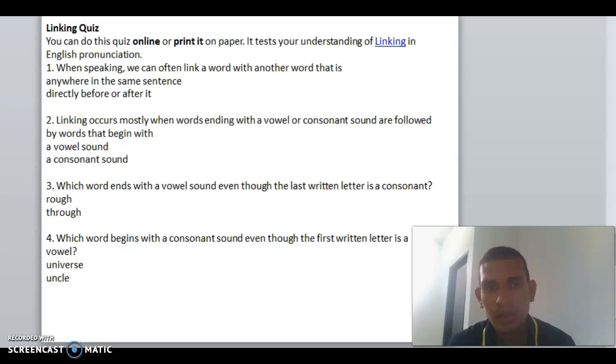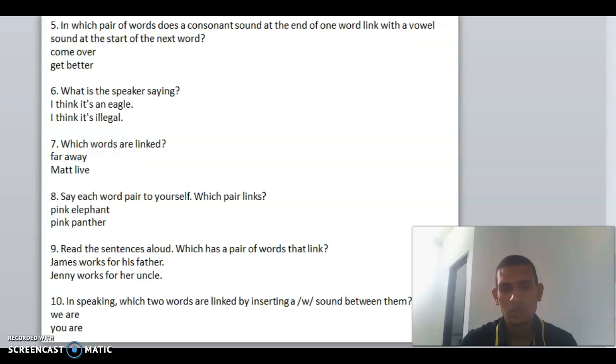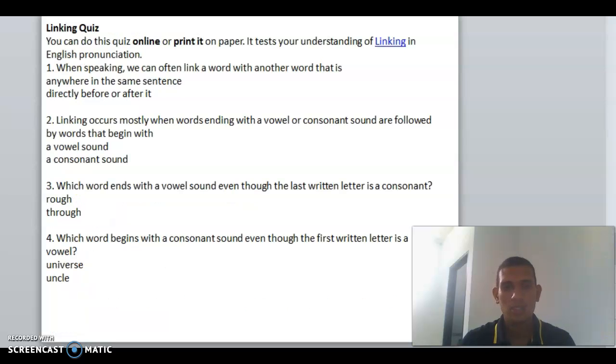In this part, a linking quiz, you can do this online or on printer and paper to test your understanding of linking in English. There are some questions that you have to answer depending on the explanation before. Then you are going to send the answers. You have to write down in the spreadsheet, or you just tell the teacher.